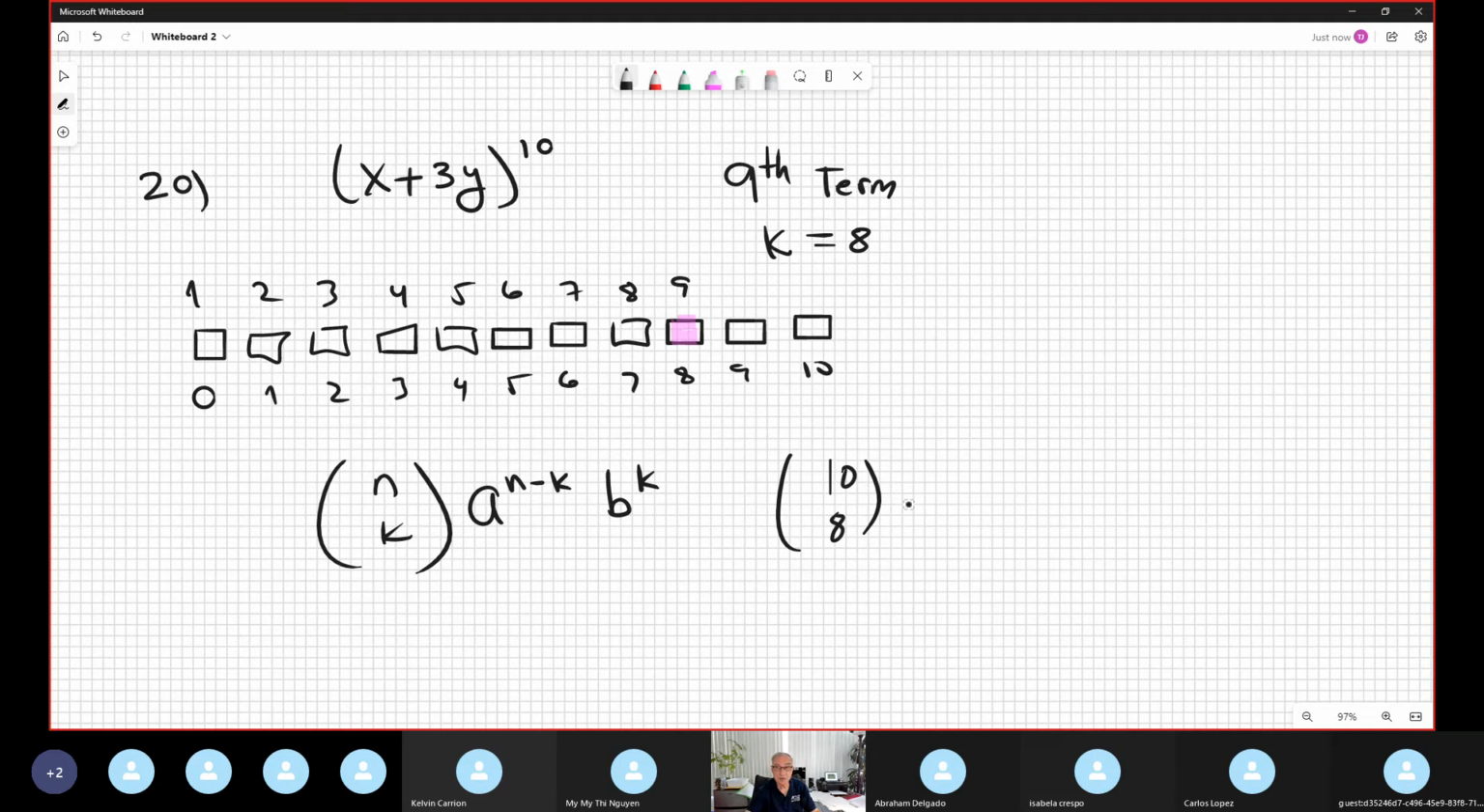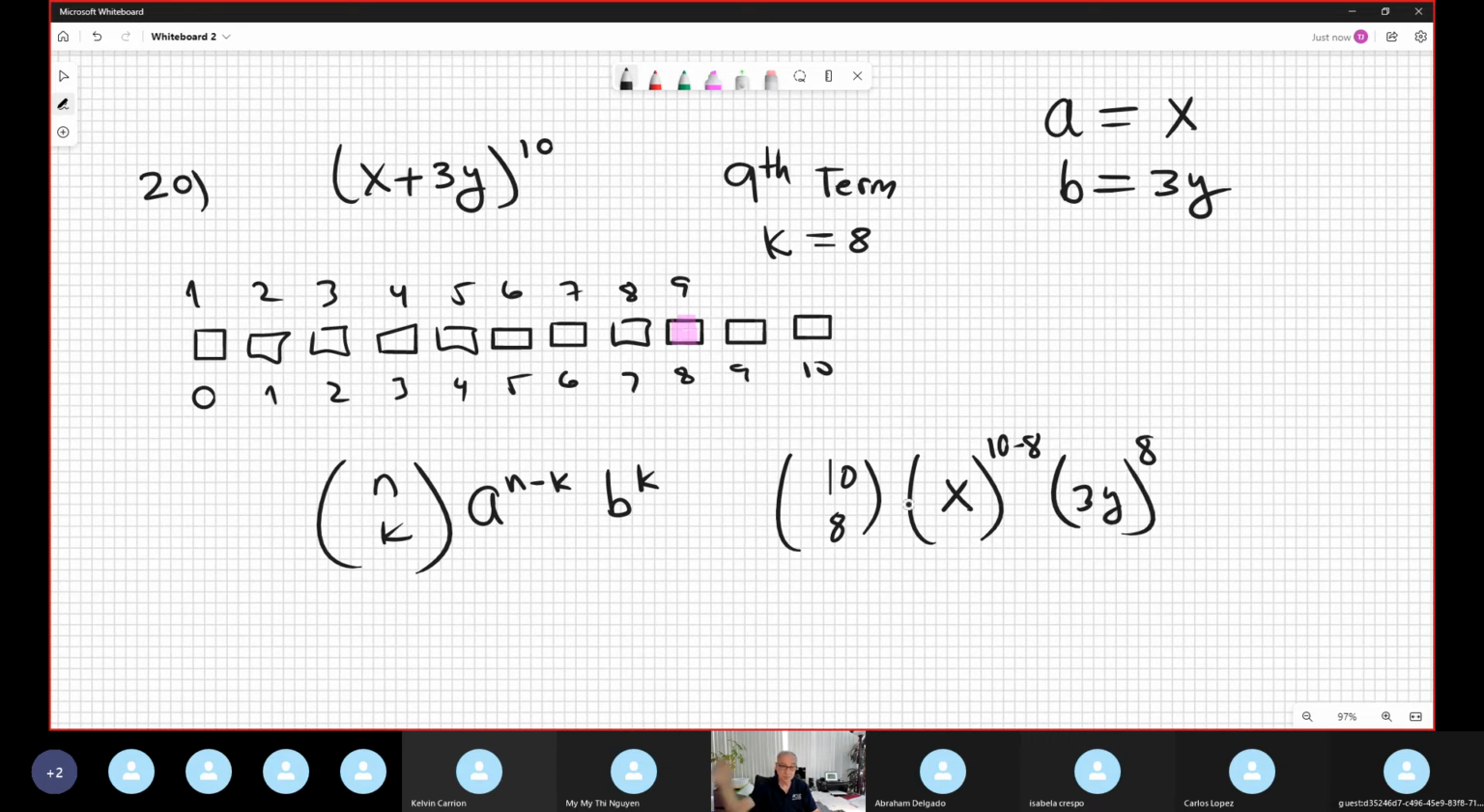And who is a, and who is b in our specific problem? a is x and b is 3y. So x is raised to the exponent 10 minus 8, because k is 8. And in the second parenthesis, we have b, which is 3y, raised to the 8th power. Good. The combinatorial number 10 choose 8, I know by heart, is 45.